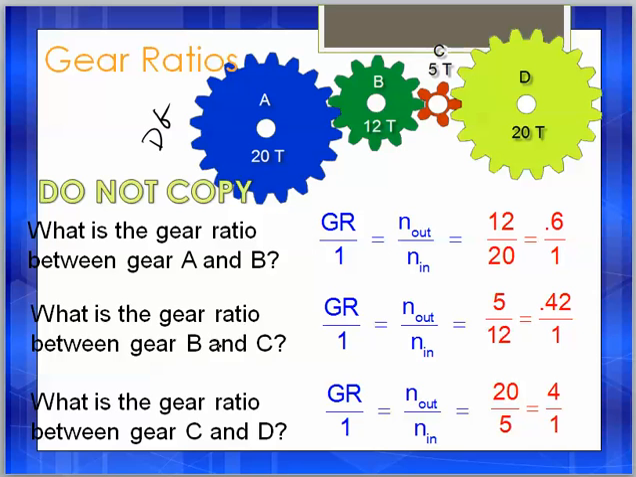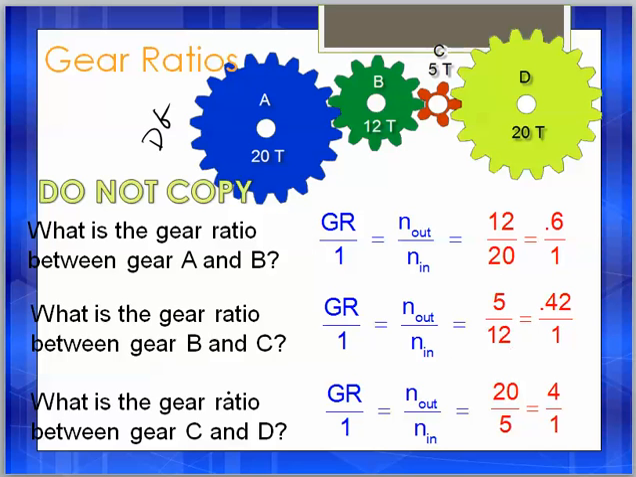What is the gear ratio between B and C? Well, B and C right here. B in this case becomes the drive gear, because it's being driven by A, which means B is then driving C, and it gets 5 over 12, or 0.42 over 1.